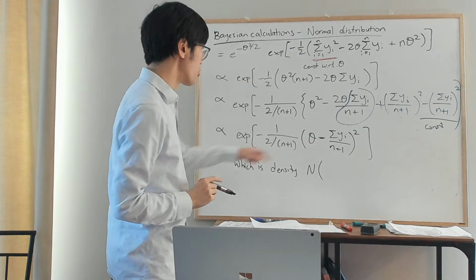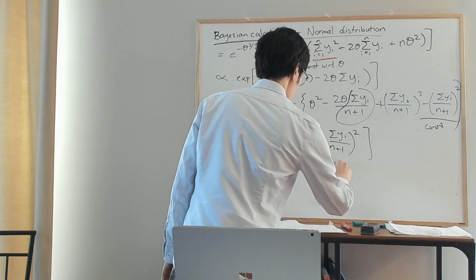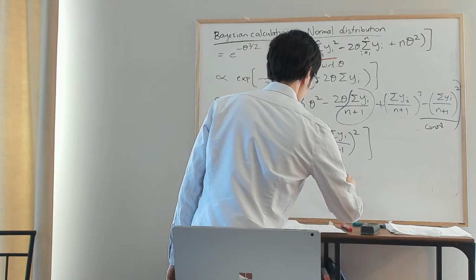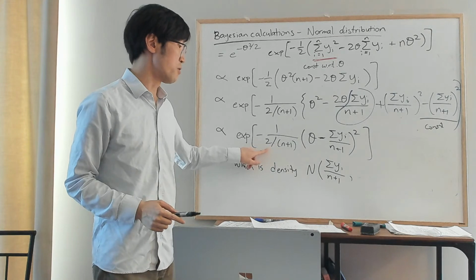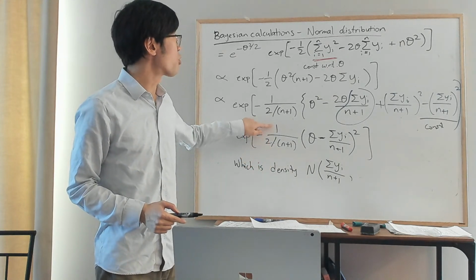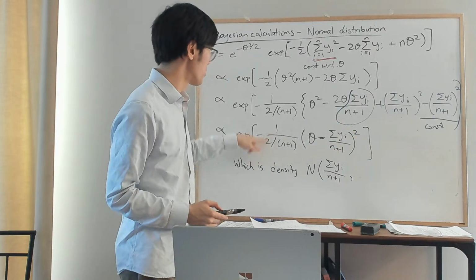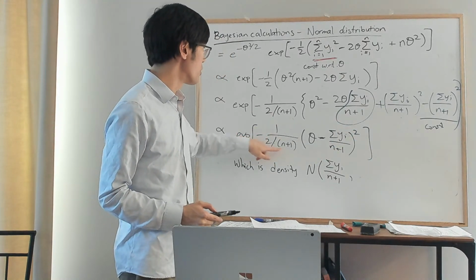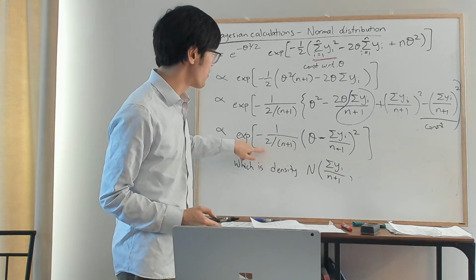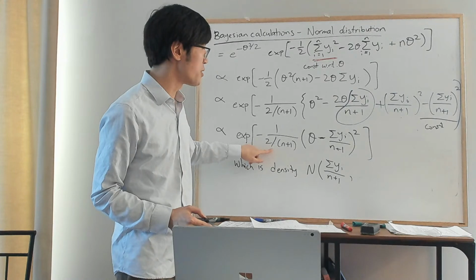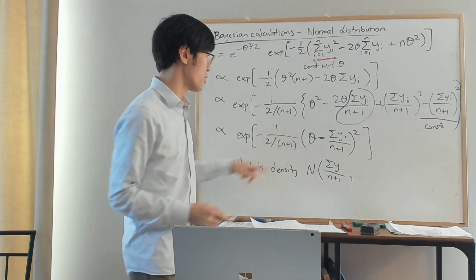So what is mu? Mu is the thing that comes in here, so the mean is summation y over n plus 1. And then what's in the denominator here? In the normal density, it would be theta minus mu squared over 2 sigma squared. Therefore, we've now identified the variance of this normal distribution. It's 1 over n plus 1.